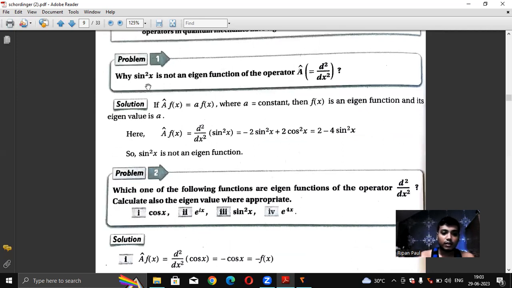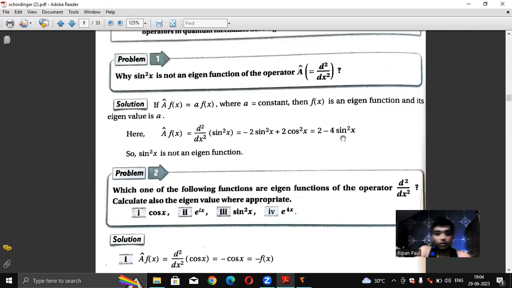Why is sine square x not an eigenfunction of the operator d square by dx square? See, if you do the derivative here, you may see 2 minus 4 sine square x is the answer. By double derivative, the double derivative of sine square x is this.